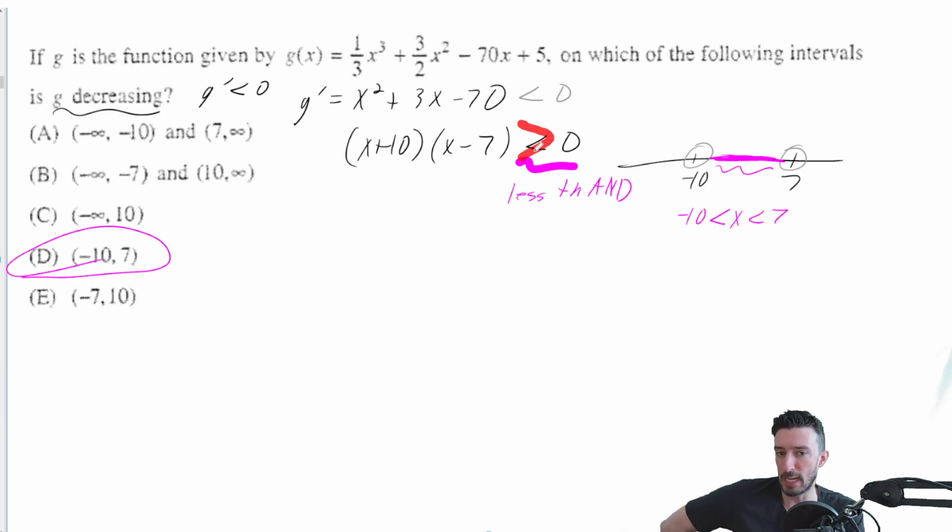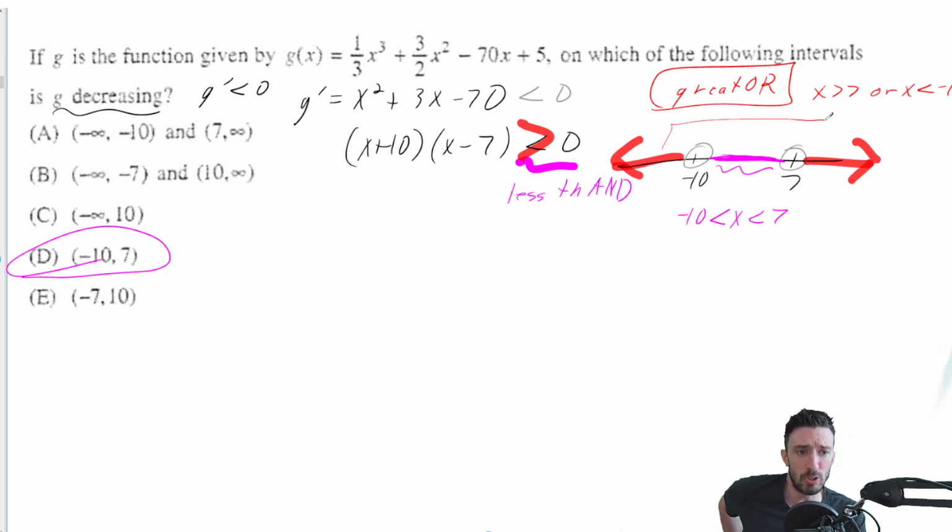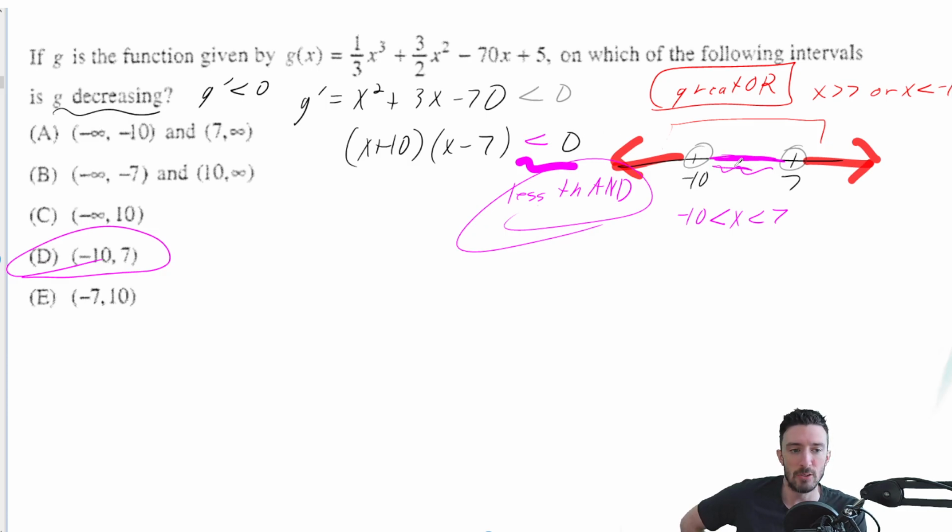Now, in case you saw a greater than sign, you would have gone after the other intervals. You can remember that with the easier one to understand, which is the "great-or." That would have been x is greater than 7 or x is less than negative 10. So "great-or" is when you have the greater than sign, and that's when you go after the outer stuff. But less than is when you have the less than sign, which is what we had, so that's where you go after the inner stuff. In this case, x is less than 7 and x is greater than negative 10.